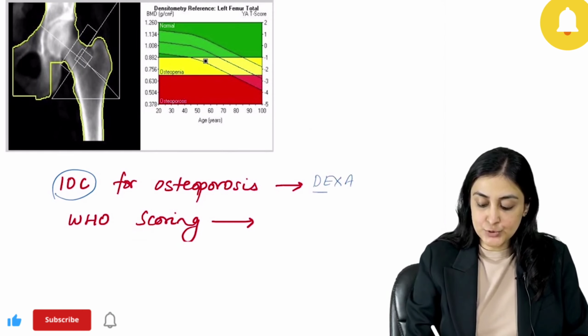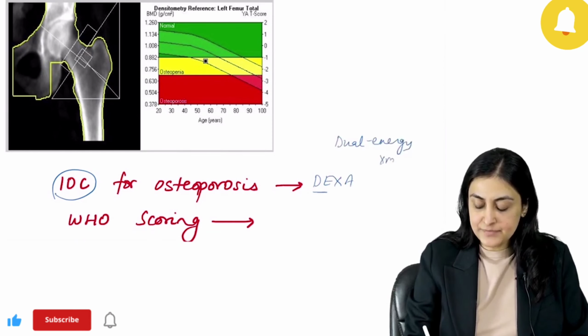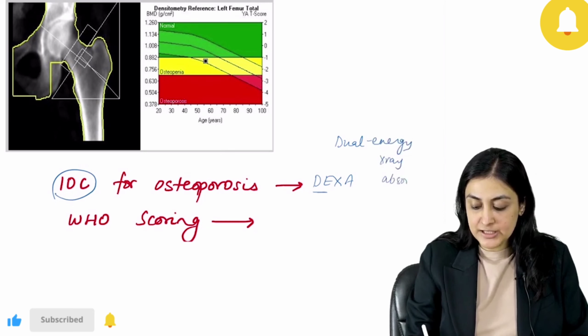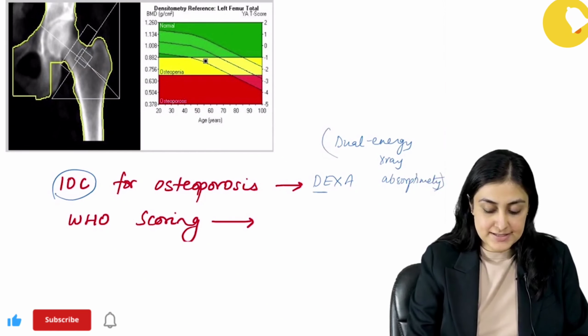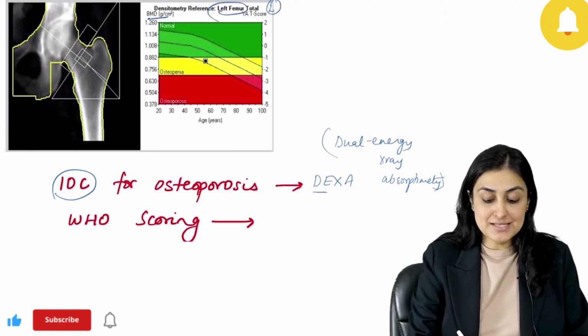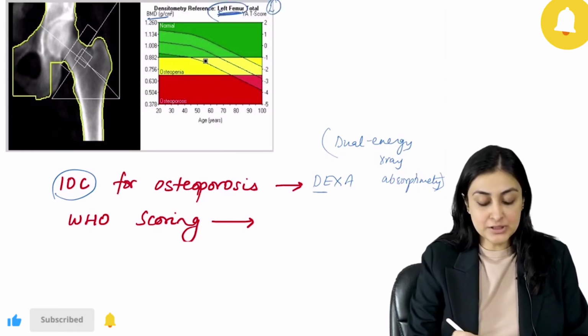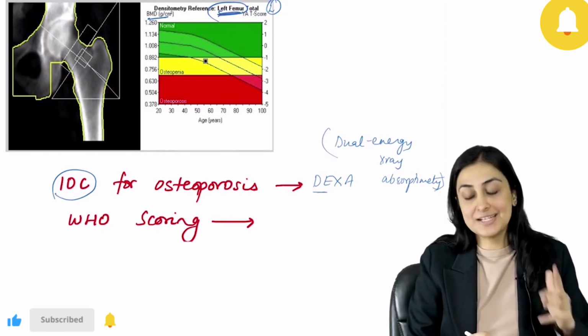So DEXA stands for dual energy X-ray absorptiometry. Alright, so this is what is DEXA scan. Basically, it measures the bone mineral density. It measures the density in terms of gram per centimeter square. So the two common sites which are used as reference are the femur, the femoral neck, and the lumbar vertebrae, which are used to measure the density.